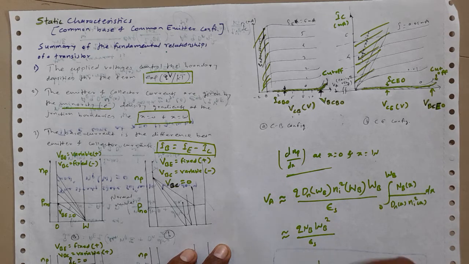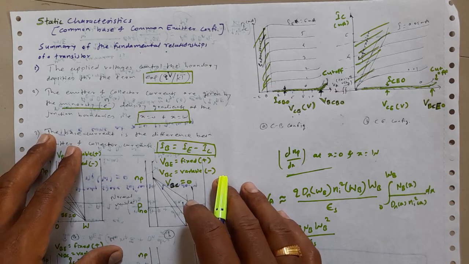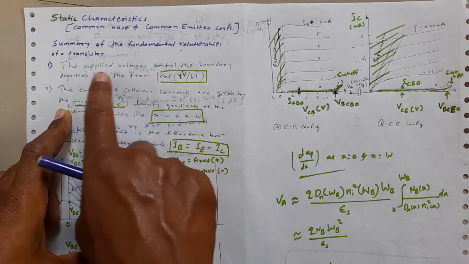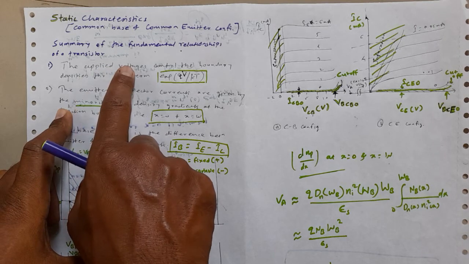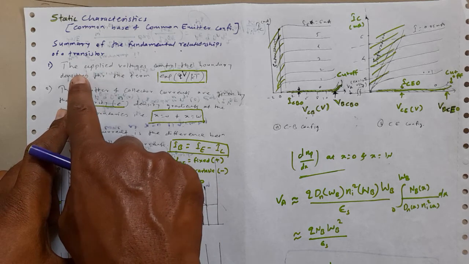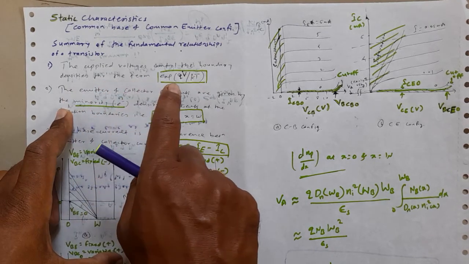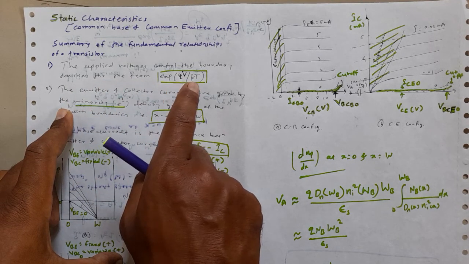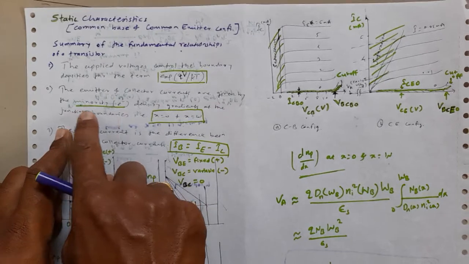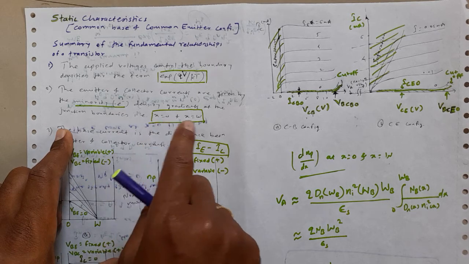Now we are going to summarize the fundamental relationships for the transistor. The first is that the applied voltages control the boundary densities through the term exponential of qV by kT. The second is that the emitter and collector currents are given by the minority density gradients at the junction boundaries, x equal to 0 and x equal to W.